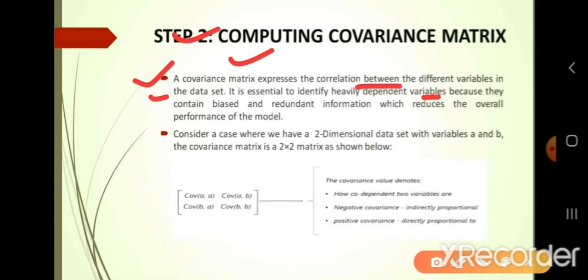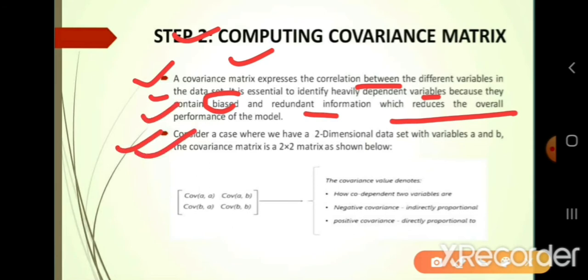We need to remove these redundant data, which reduce the overall performance of the model. So we will see a case of a two-dimensional data set with variables A and B, meaning two variables. It is a 2 by 2 matrix which will be represented in this form.